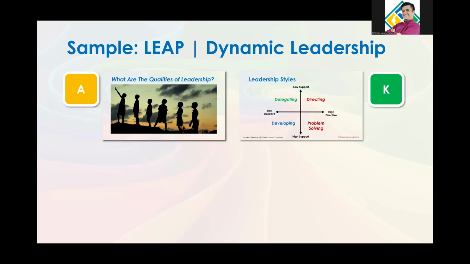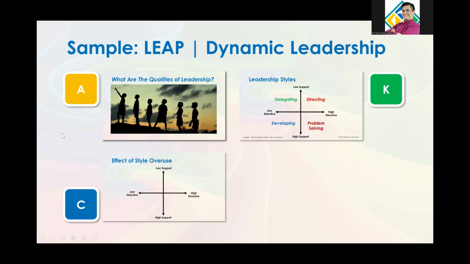Thank you. So this is why we do awareness activities first and then knowledge activities. But the process doesn't end. Just because they know it doesn't mean they believe it. So then we have to do something called a commitment activity where we say, guess what? Did you know that when some people overuse their directing style, they start becoming dominating. If they overuse their delegating style, they start abdicating from responsibility.